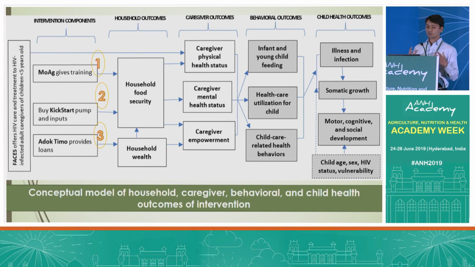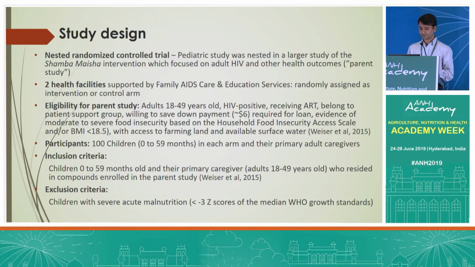So after the provision of this intervention, what we hypothesize is that it helps to increase household food security as well as household wealth, which leads to better caregiver outcomes, behavioral outcomes, and child health outcomes. In this study, we'll be focusing on two major outcomes: infant and young child feeding, with dietary intake of children, and somatic growth of the children.